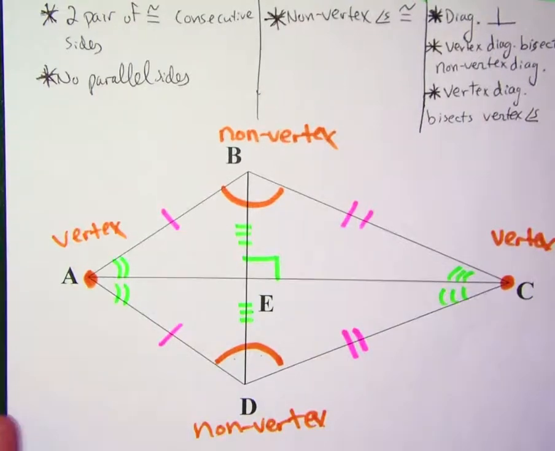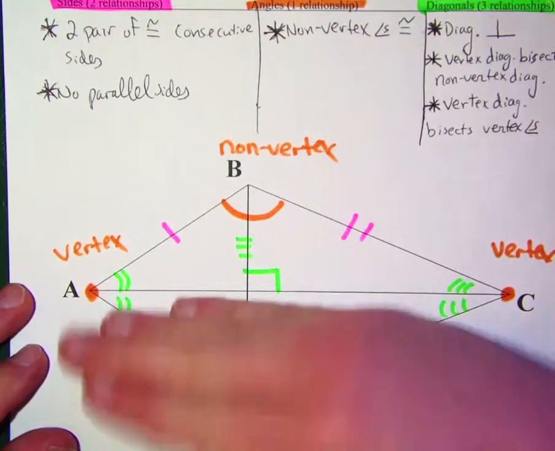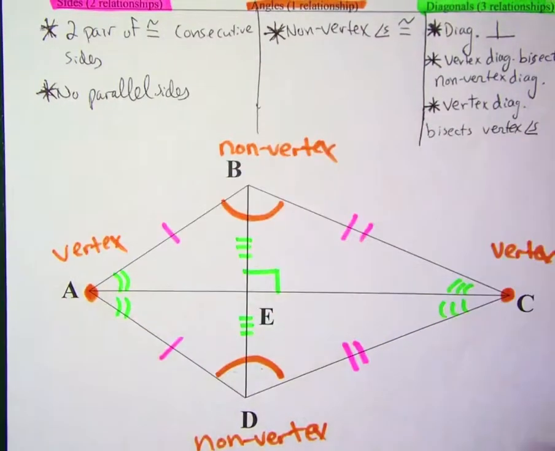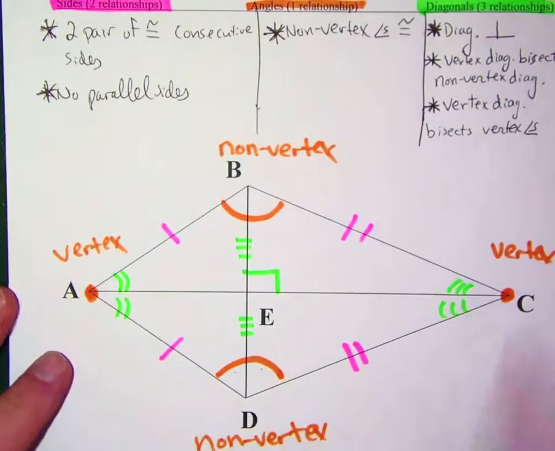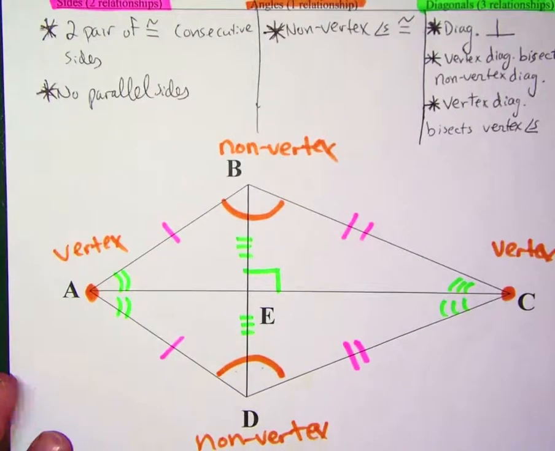And you can kind of think about it, if you folded right down the vertex diagonal, this would fold perfectly on top of that. It's symmetrical. That's a line of symmetry right there. But that would not work that way. So we're just going to look at a couple problems.